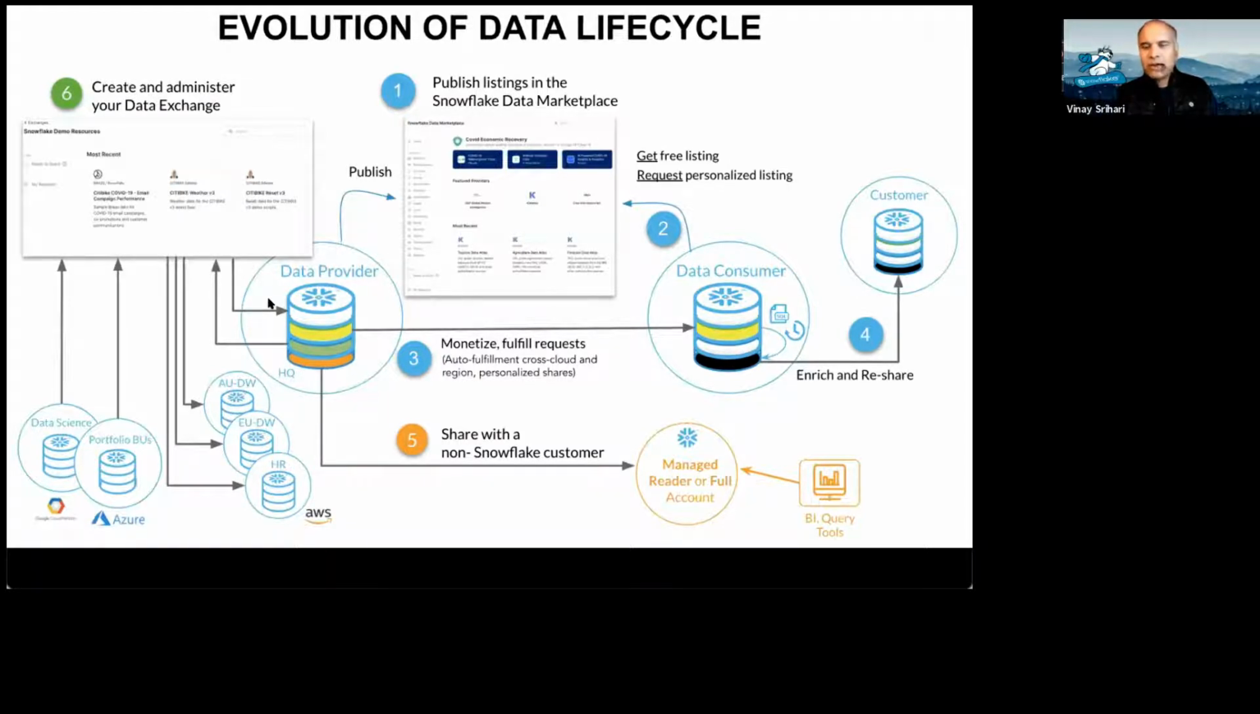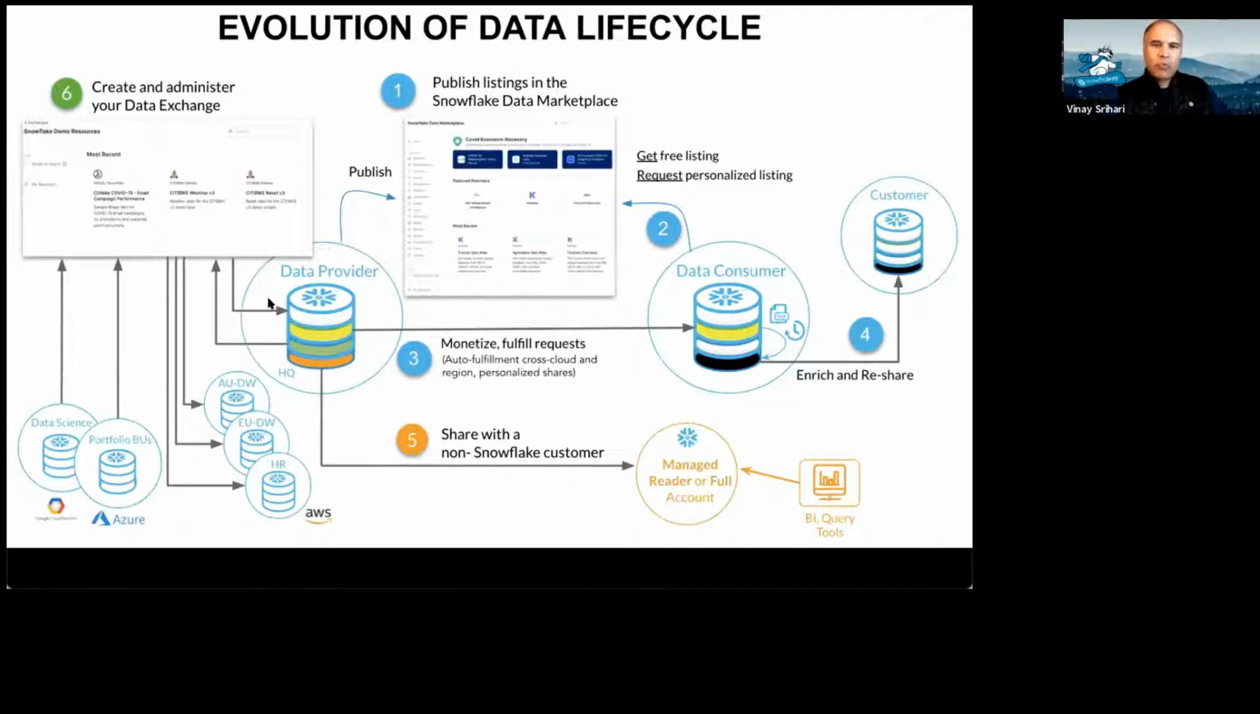Now, what if there is a non-Snowflake customer? So participation in the marketplace is reserved for those with Snowflake accounts. But it's quite likely you have partners and customers who are not on the Snowflake platform. You have the ability to spin up what's called a reader account, which is essentially an environment hosted by the provider for the use of the consumer. You can run BI tools, machine learning tools. You can point your Spark instances at this, any number of processing options.